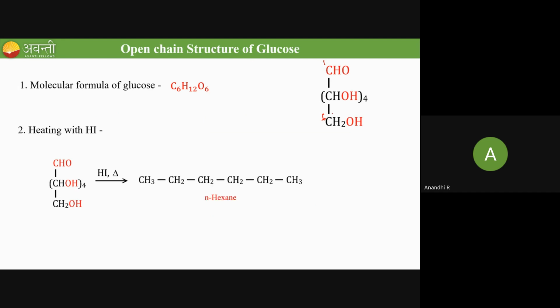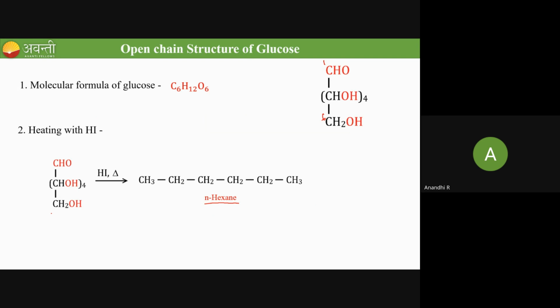So what is going to happen? We are getting a hydrocarbon. We are getting n-hexane. Why are we getting n-hexane? Glucose contains 6 carbons, right? So that's why we are getting a 6 carbon containing alkane.